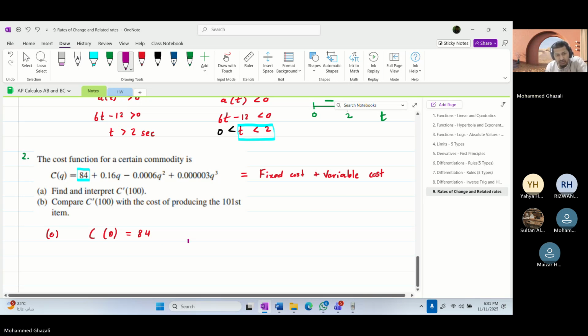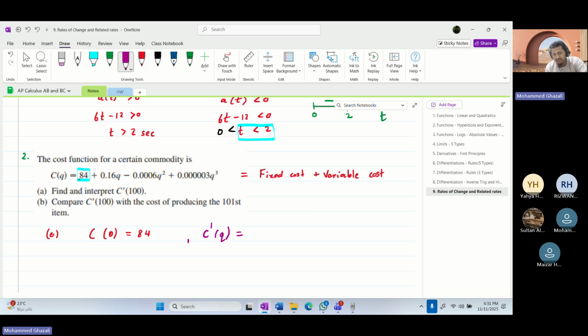Now, what is C prime Q? C prime Q is the derivative of this. The derivative of a constant is 0, so 0.16. Then 2 times that will be negative 0.0012. I took this and multiplied by 2 and took away 1 from the power. And 3 times that, all of this with a 9 at the end.